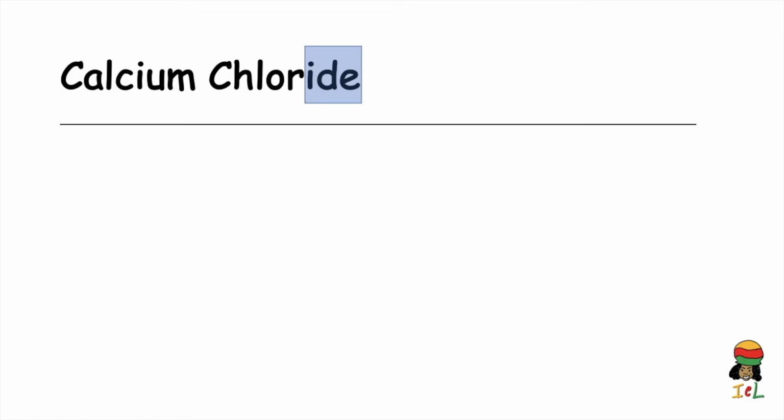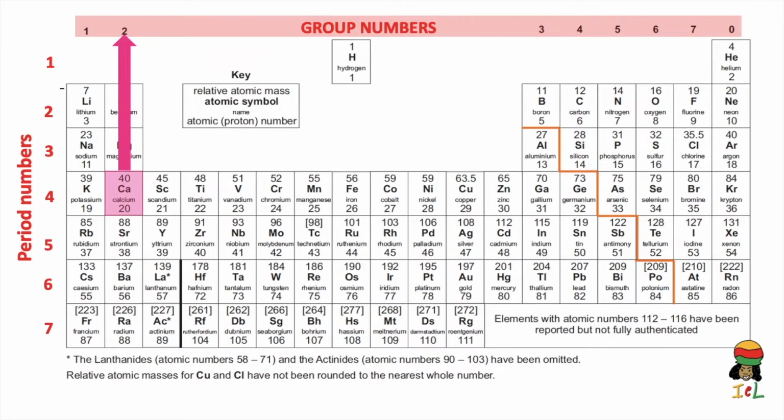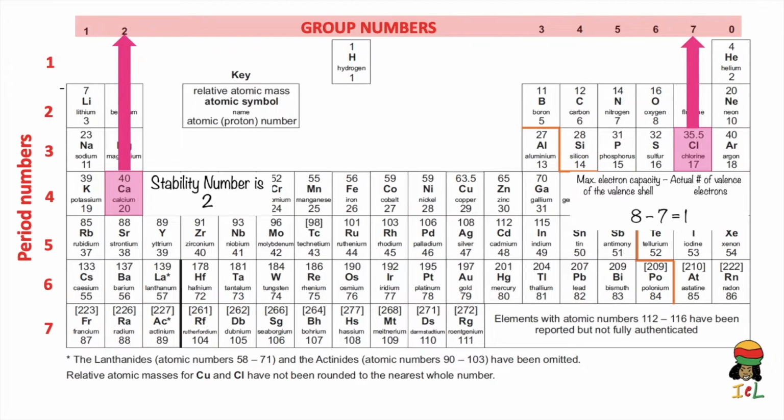So we will visit the periodic table to obtain the symbols and stability numbers for these 2 atoms. Calcium, symbol Ca, is located in group 2. Therefore, calcium has 2 electrons on the last shell, which it will lose to become stable. Consequently, the stability number of calcium is 2. Chlorine, symbol Cl, is located in group 7. So chlorine has 7 electrons on the last shell. When subtracted from the maximum capacity of 8 electrons for the last shell, the result is 1. Hence, chlorine needs 1 electron to become stable. As a result, the stability number for chlorine is 1.